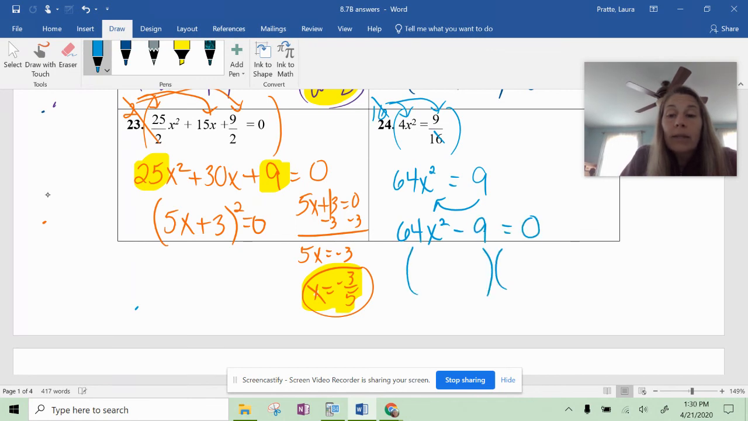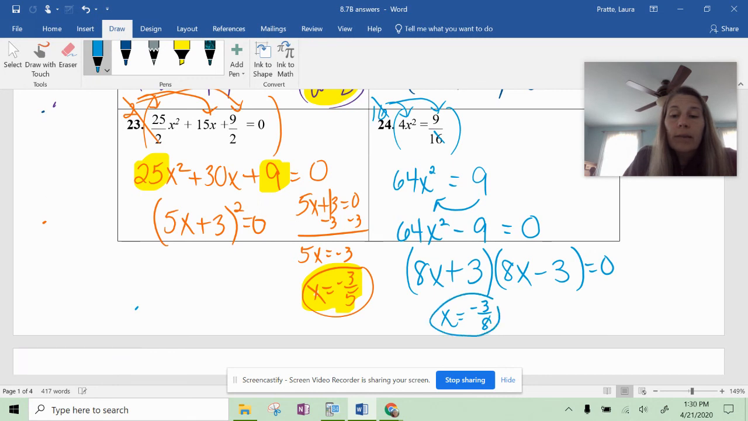And now we can see that this is a difference of 2 squares because 64 is a perfect square. 8 times 8 is 64. 9 is a perfect square because 3 times 3 is 9. And we do the opposite signs because there's no middle term. Then you would get your 2 solutions, which would be -3/8 and +3/8.